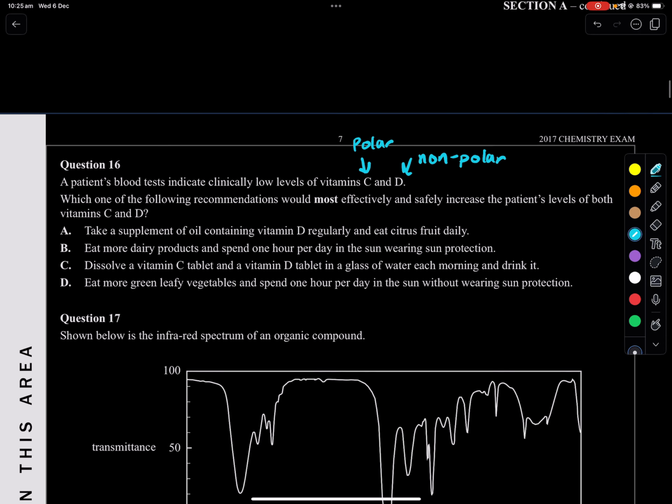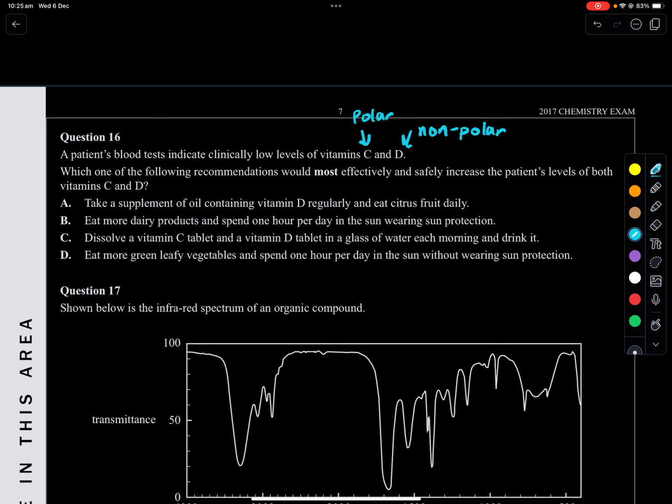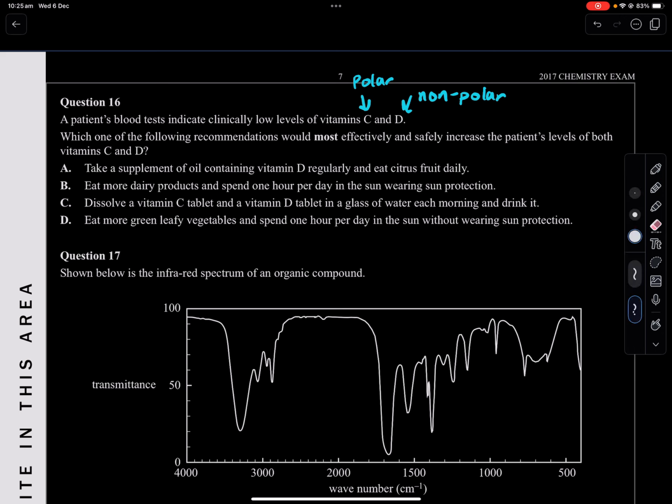So knowing that, great. Which of the following recommendations would most effectively and safely increase the patient's level of both vitamin C and D? Take a supplement of oil containing vitamin D. Good. Oh yeah, by the way, vitamin D, if you don't know, it's from the sun. So it's not as important in terms of dietary, whereas vitamin C, we have to consume it from food. The word we use for that is essential. So vitamin D is non-essential, whereas vitamin C is essential. You need to consume it in a diet.